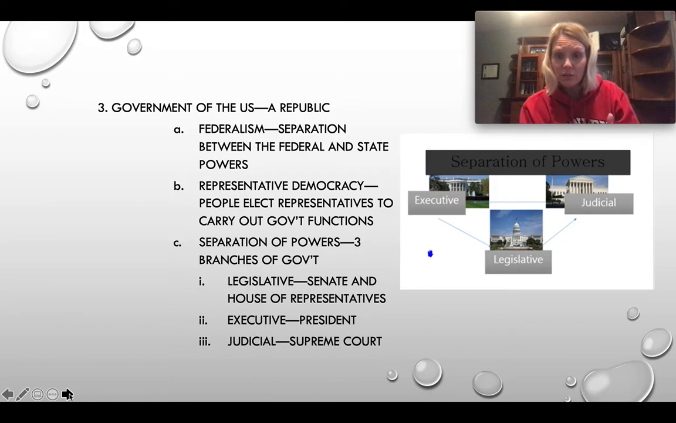Now, each of these branches, the executive, the legislative, and the judicial, all can kind of have a little bit of control and say over what the other two do. But nobody has more power than another. And so it's really kind of a brilliant separation of government power, because we don't want any one person or any one group getting too powerful. And so this is how our government was set up.